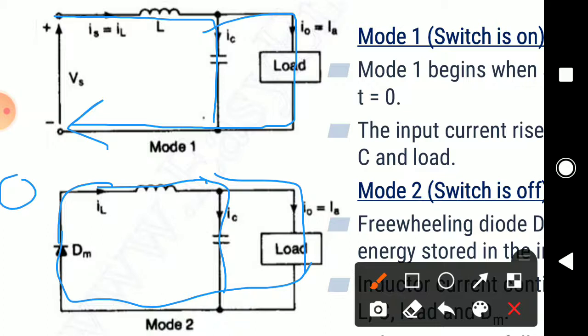Please note one thing, that whenever questions are asked based on the buck converter, you have to explain the modes of operation, and you need to write the modes of operation along with the equivalent circuit for each mode. So if you have two modes, you should have two circuits for explaining each mode.